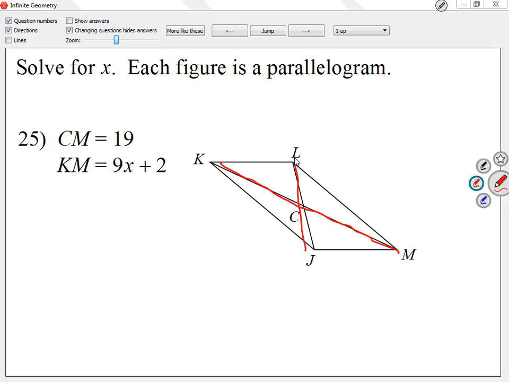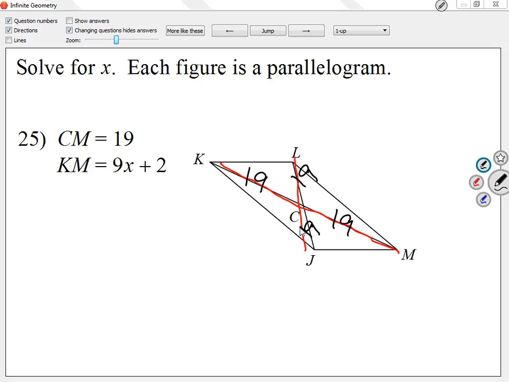So looking at part of it, CM is 19. From C to M, it's 19. From K to C, it's also 19. Not only that, but because I know the other diagonal is the same length and cut in half, I'm going to say from C to L is 19, and from C to J is also 19. Because remember, they're the same length, and they cut each other in half. So each of those four parts is 19.